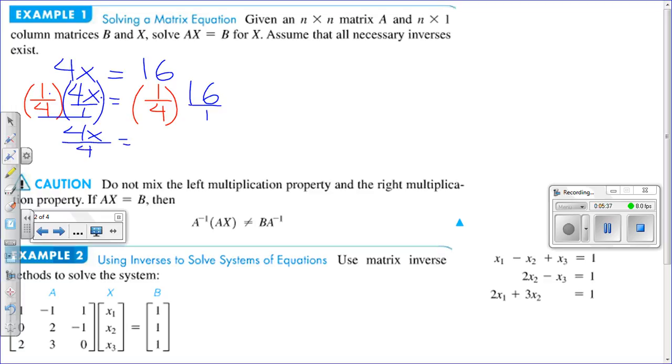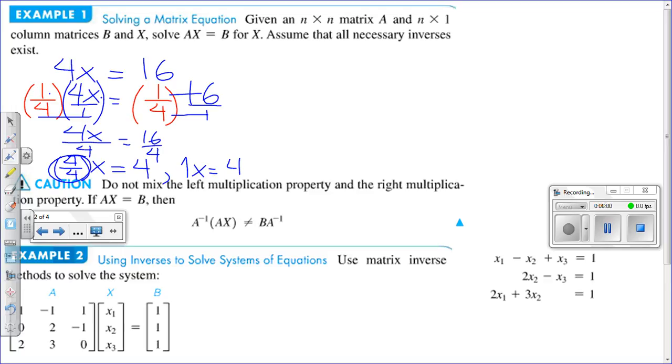And then here, 1 times 16 is 16. 4 times 1 is 4. Then we could say that the 4 divided by 4 is going to be 1. So 16 divided by 4 is 4. And then here, the last thing I need to do is just turn this 4 over 4 into a 1. So 1x is equal to 4.